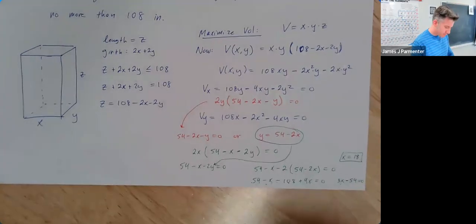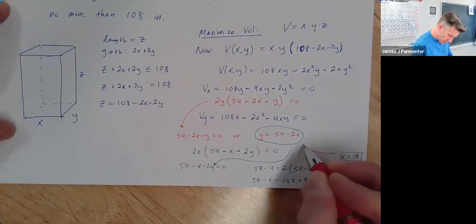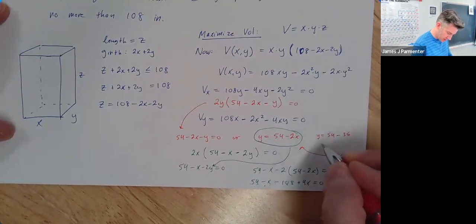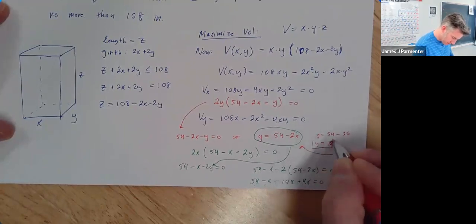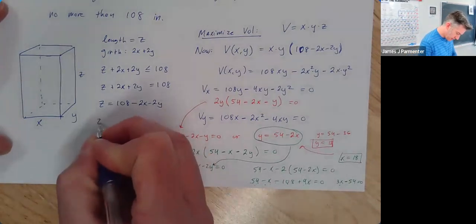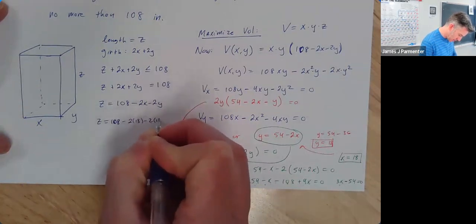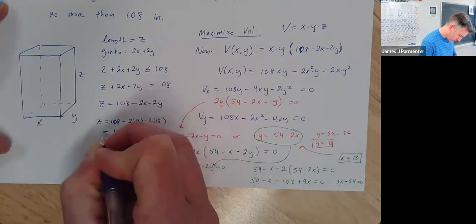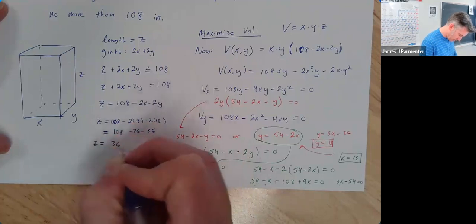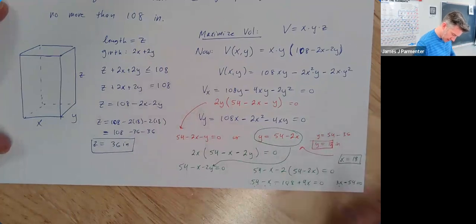Okay, so then if x is 18, we should end up getting y equal to 18 as well, and we do. If you plug that back in here, y equals 54 minus 2 times 18. 54 minus 36 is 18. And then going back over here, z is going to equal 108 minus 2 times 18 minus 2 times 18, which is 108 minus 36 minus 36, which equals 36. So z is 36 inches, y is 18 inches, and x is 18 inches.